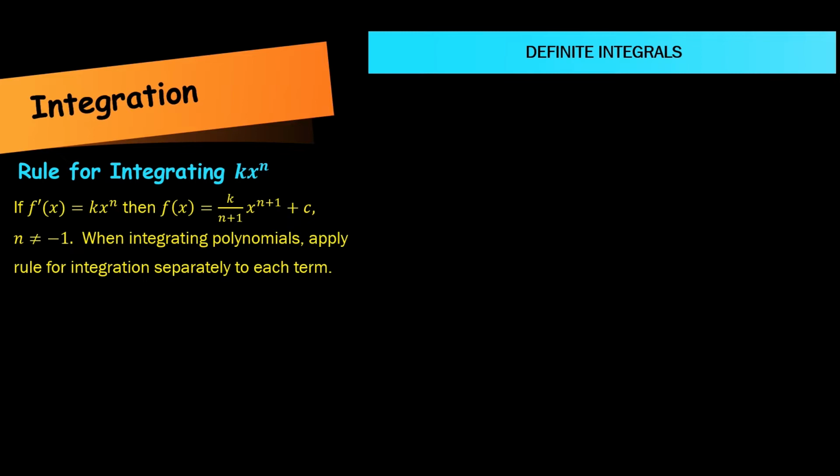If f dash of x equals kx to the power n, then f of x equals k over n plus 1 times x to the power n plus 1 plus c, where n does not equal minus 1. When integrating polynomials, apply the rule for integration separately to each term.